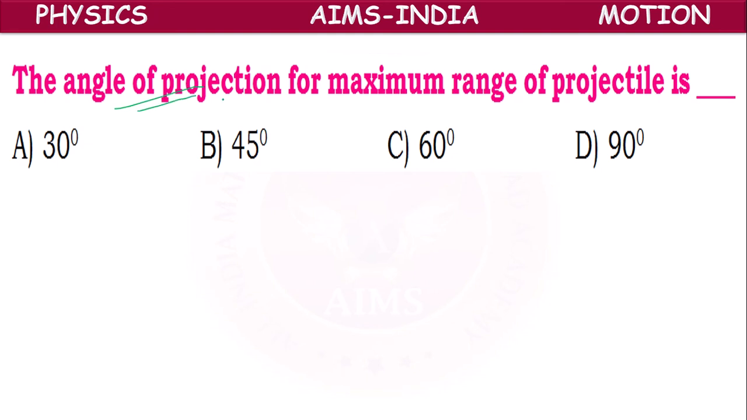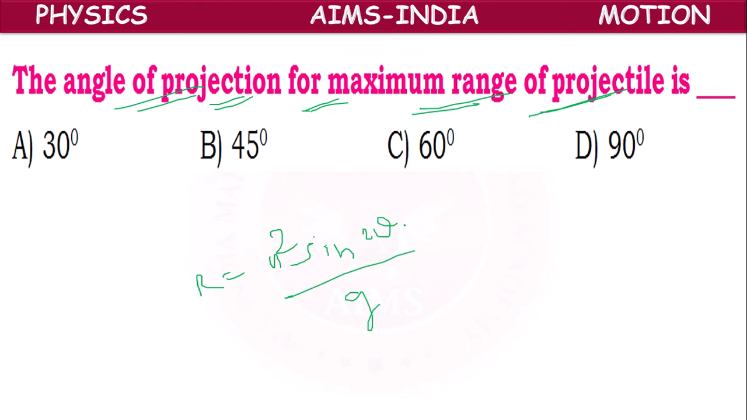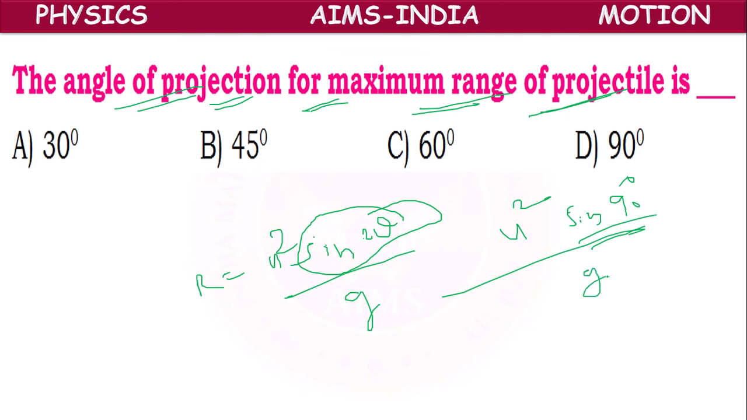So next, the angle of projection for maximum range of projectile. Range formula, u square sin 2 theta by g. For maximum range, sin 2 theta value has to be 1, which is sin 90 degrees. Sin 90 degrees value is 1. Means 2 theta is 90 degrees. Theta is 45 degrees. So answer option B.